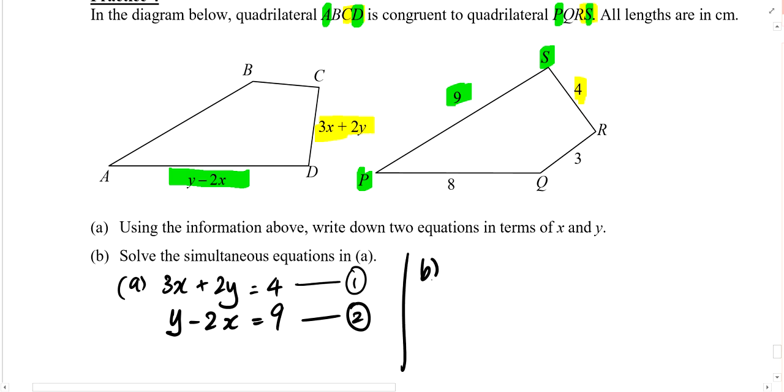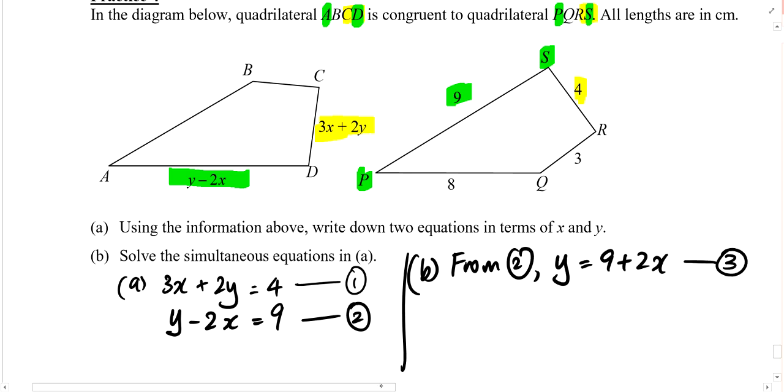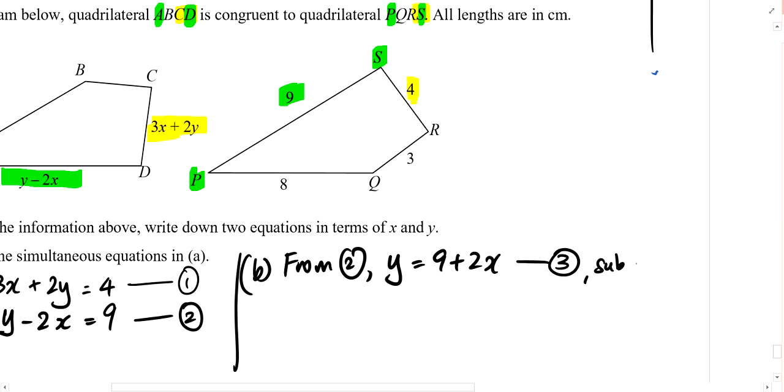Part B. Solve. Would you like to use substitution, elimination, or draw a graph? Which one? Substitution. Which equation do we start with, 1 or 2? One of them is easier than the other. Let's start with equation number 2. From equation number 2, what do you want to make the subject? y. Good. y equals 9 plus 2x. Let's call this equation number 3. Let us substitute this into 1.